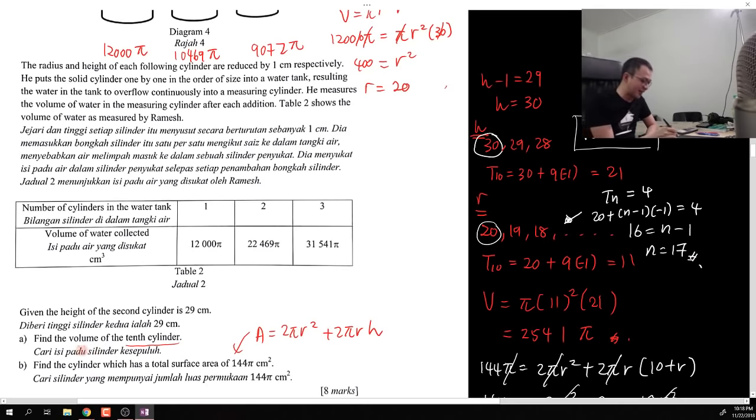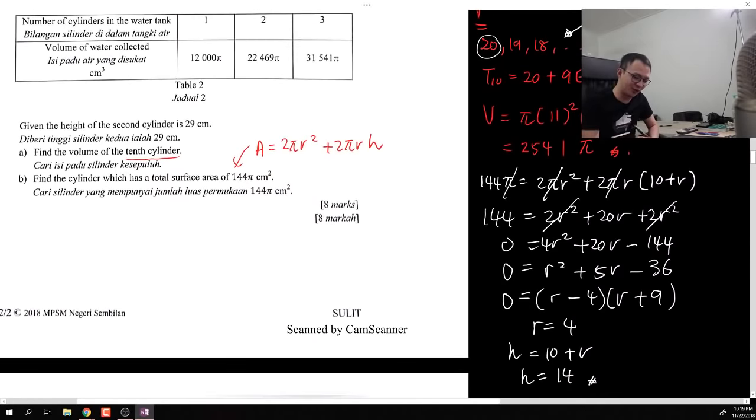Because the question asked me to find a cylinder which has the total surface area, I know the 17th cylinder will actually have the total surface area of 144 pi. How do you know you need to choose 4, not 9? Because if you do the r over here, this r equals negative 9, right? Radius cannot be negative. So I will just ignore the 9 here.